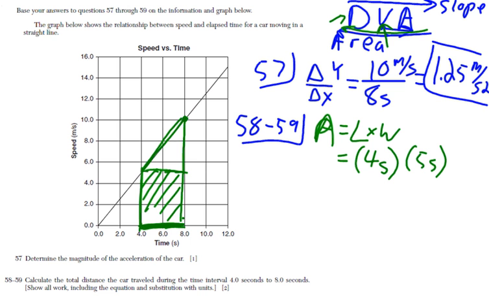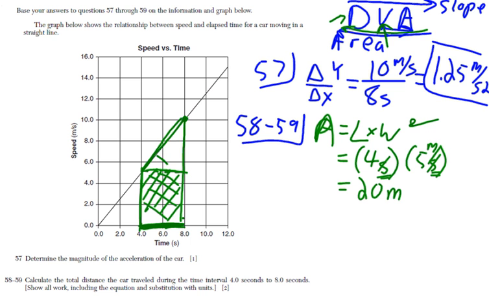It's worth pointing out here that we showed our equation and we substituted with units here. Length and width have units. I'm sorry, the speed is going to be 5 meters per second. And notice that the seconds now cancel out. Now we're left with meters, which is what we're looking for. So we plugged in, we've shown all the work. 4 times 5 is 20 meters, and we're good. So we've got the area of our rectangle towards the bottom.